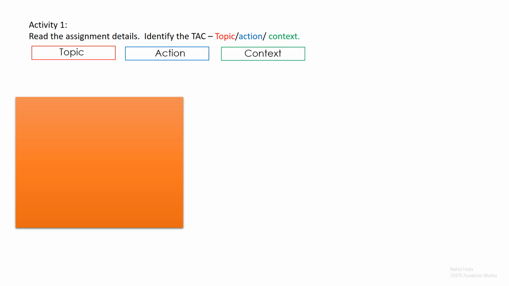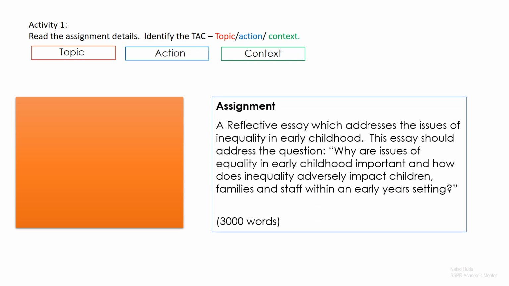Activity. Have a go at breaking down the assignment for yourself. Read the assignment details and identify the topic, action, and context in the statement. Pause the video and try and work out the answer. When you're ready, press play and see the answers. Do they match with yours? We can see here that the topic is inequality. The action is the reflective essay, and the context is early childhood.